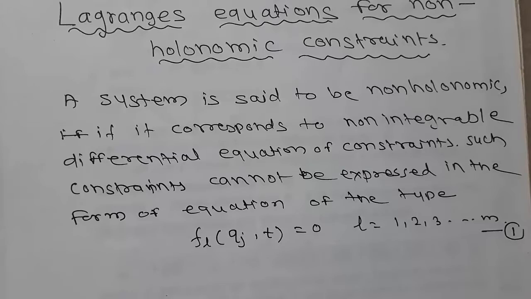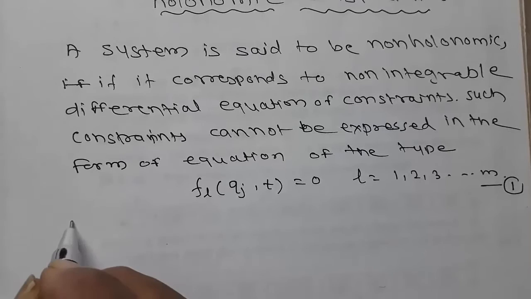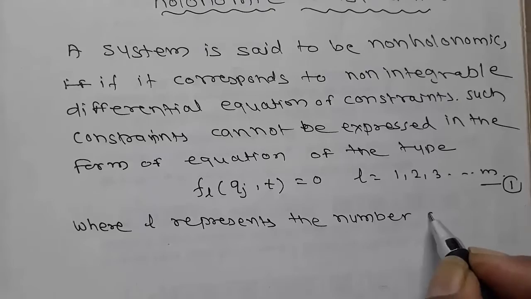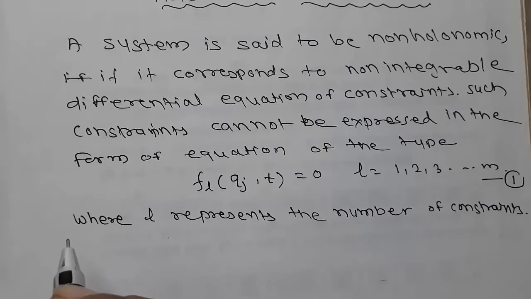The system is said to be non-holonomic if it corresponds to non-integrable differential equations of constraint, and this constraint cannot be expressed in the form of expressions of the type f_l(q_j, t) equal to 0, where l represents the number of constraints. Hence, such constraints are called non-holonomic constraints.